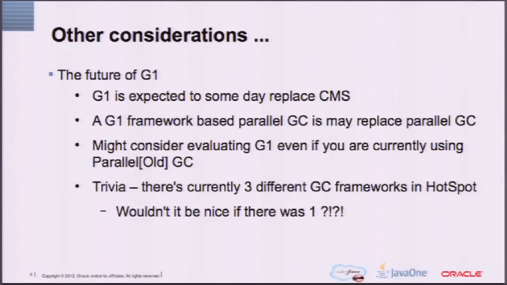A little bit of dirty laundry here in OpenJDK. There are currently 3 different GC frameworks in HotSpot. Wouldn't it be nice if there was only one? So here you can understand the motivation of why the G1 GC framework is the future for OpenJDK's GC.